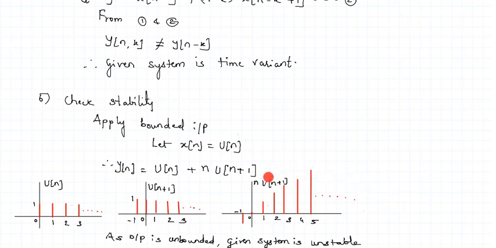And therefore, when we add u of n and n times u of n plus 1, the addition of these two signals is definitely going to be an unbounded signal, because the magnitude will tend to infinity. Therefore we conclude that the given system is unstable, because the output y of n is unbounded.